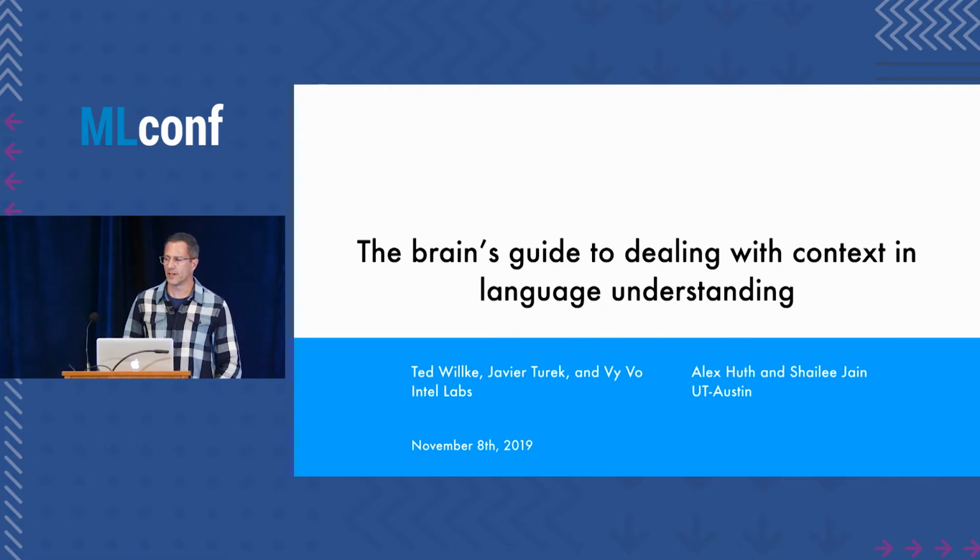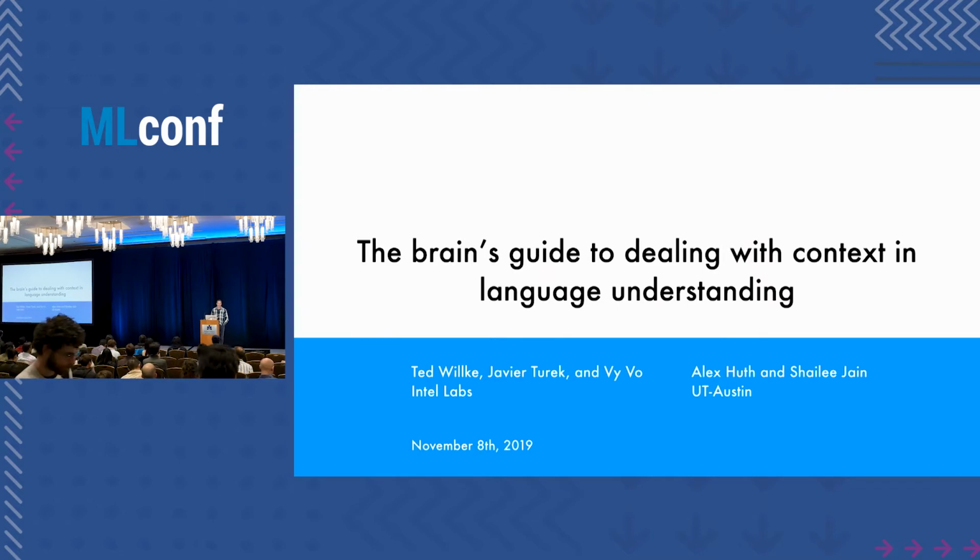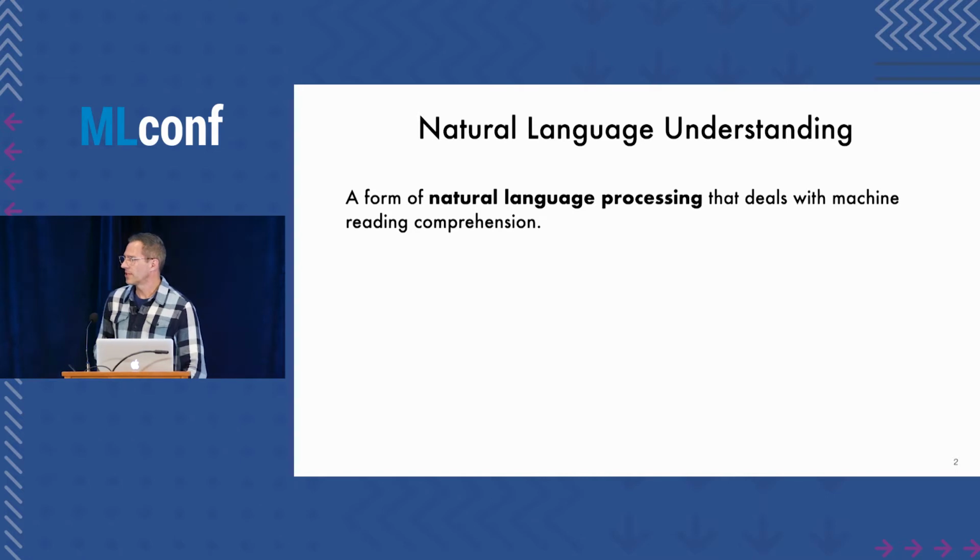What I want to talk about is how the brain can inform better language understanding, in particular in the space of how context is applied to derive understanding. Natural language understanding is a form of natural language processing that deals specifically with machine reading comprehension. There's clearly a wider scope of NLP problems out there, but I'm going to talk about this one.